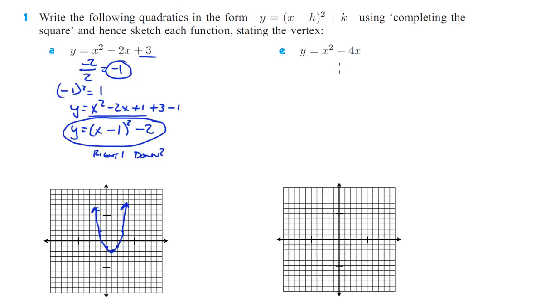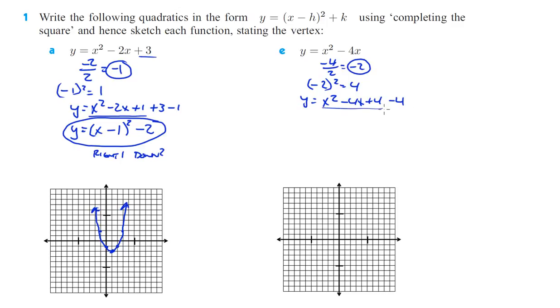All right, let's take a look at this one here. We've got y equals x squared minus 4x. There's not even a constant to have to worry about anyway, so we're still going to take half of negative 4, which gives us negative 2. We're going to take that negative 2 and square it, and that gives us 4. So we're going to add and subtract 4 from the same side.